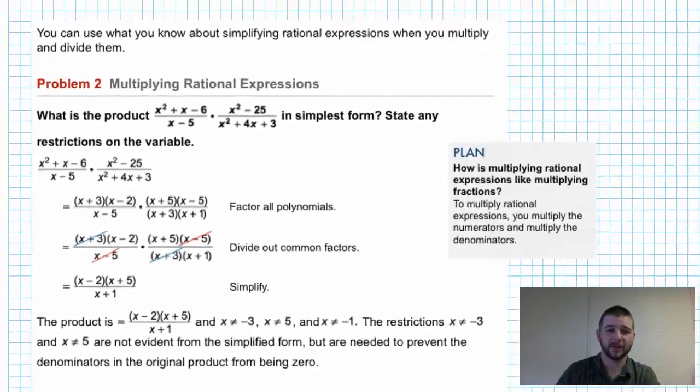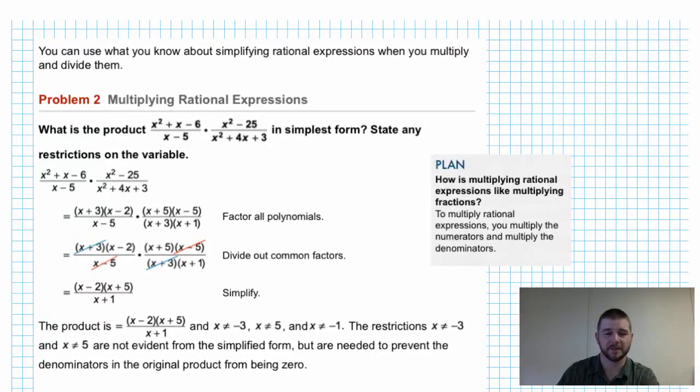And next up, problem 2, multiplying rational expressions. Let's take note of what it says at the top. You can use what you know about simplifying rational expressions when you multiply and divide them. So what is the product? x squared plus x minus 6 over x minus 5, times x squared minus 25, difference of squares, over x squared plus 4x plus 3, in simplest form. State any restrictions on the variable.